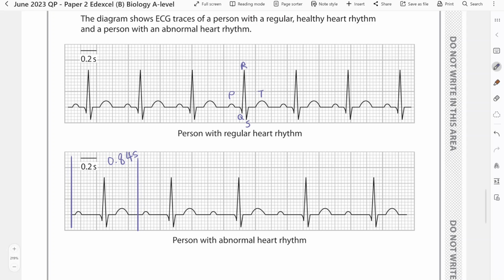Okay, so the differences between the person with the abnormal heart rhythm and the regular person is the distance between the P wave and the QRS. You can see the distance here is pretty short, but here the distance between the P wave and the QRS complex is pretty large. That could mean that it might have taken some time for the electrical impulses to go from the atria to the ventricles, which means it has to go through the bundle of His, which is located in the septum.